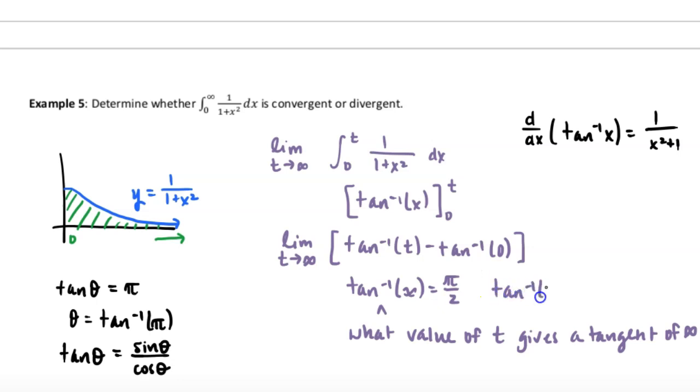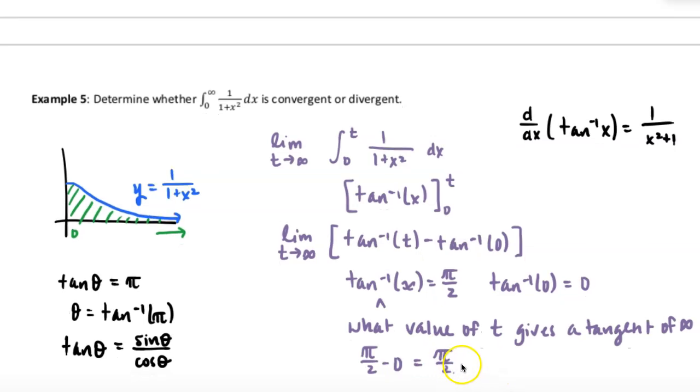Inverse tangent of 0, well, in the same way, I'm thinking, okay, the sine of what is going to give me 0? Because if I have a 0 in the numerator, we said that this whole fraction goes to 0. And I know that the sine of 0 is going to give me 0. And so the inverse tangent of 0 is 0. And so my limit is going to be pi over 2 minus 0, which is equal to pi over 2. And so this is going to end up converging. This converges to pi over 2, since we have that finite area of pi over 2.